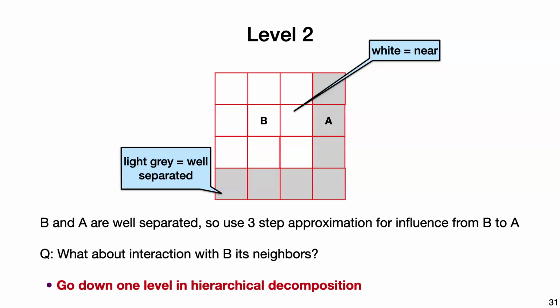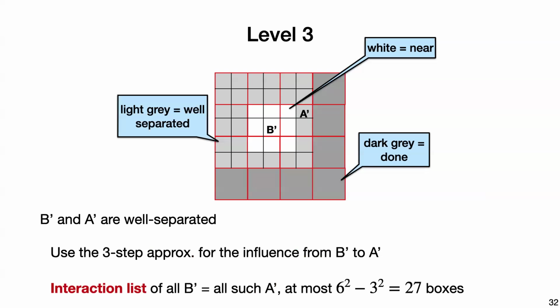And so now we need to go one level down in the recursion. Suppose that we're trying to compute the effect of this box B prime on this box A prime. We get a similar story, which is that all these boxes here are far, and in our pre-computation, we have computed the center of mass. So we do this 3-step approximation of the effect of B prime on all these A primes, denoted by light gray. And we don't need to do these dark gray ones because we have already done those one level up.